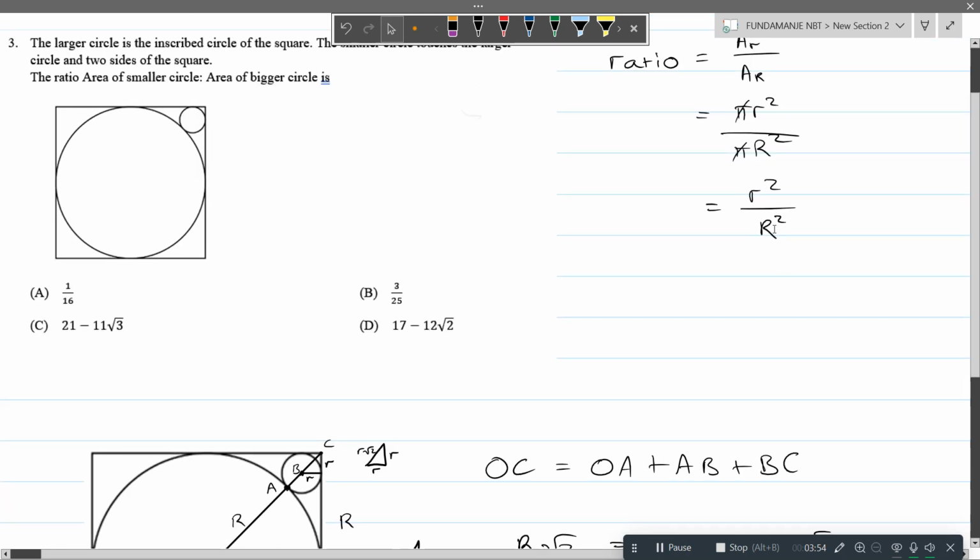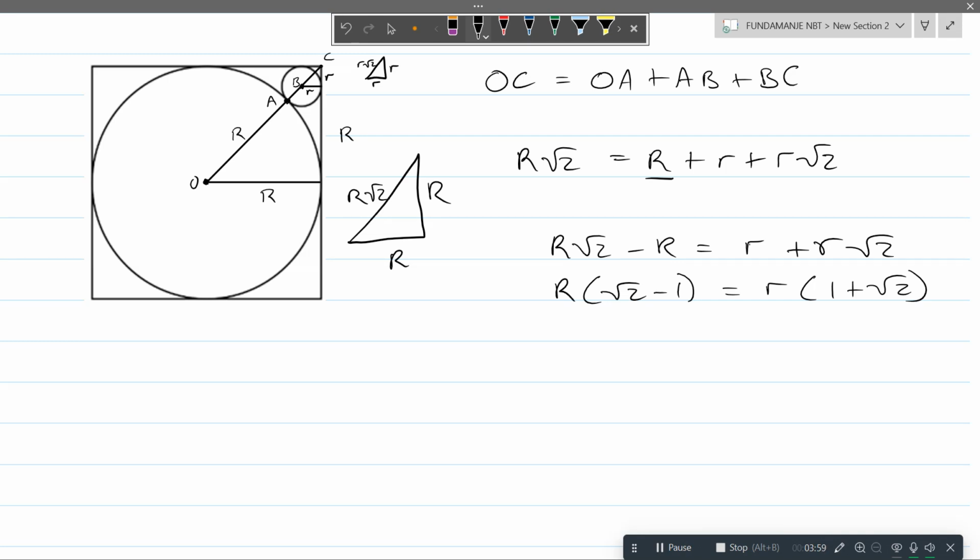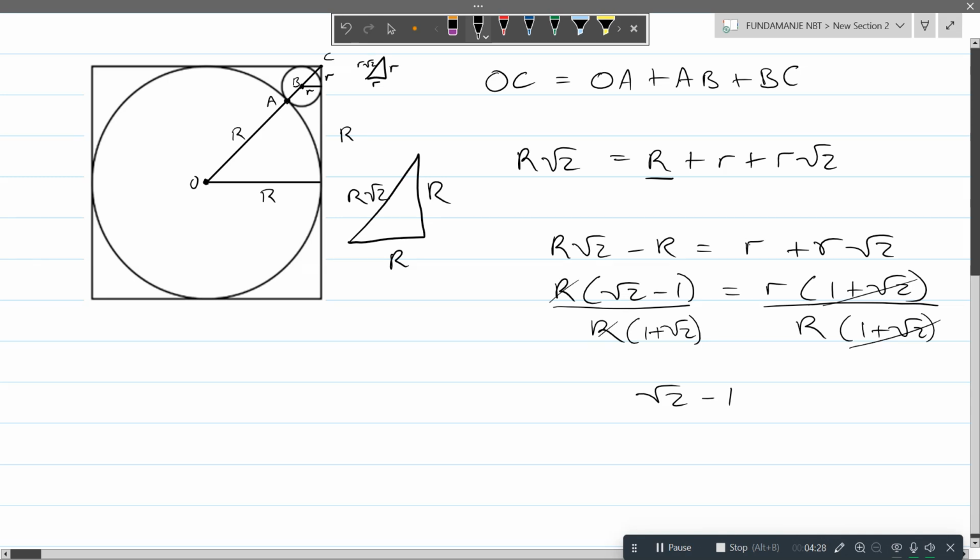And then we have to remember what we're looking for. We're looking for small r over big R. So we're going to divide both sides by this capital letter R, and we're also going to divide by 1 plus root 2 on both sides. So 1 plus root 2. This side by the same thing, R, and 1 plus root 2. Then this cancels that, and this cancels that one, and then we're left with root 2 minus 1 over root 2 plus 1, or 1 plus root 2, which is the same thing.